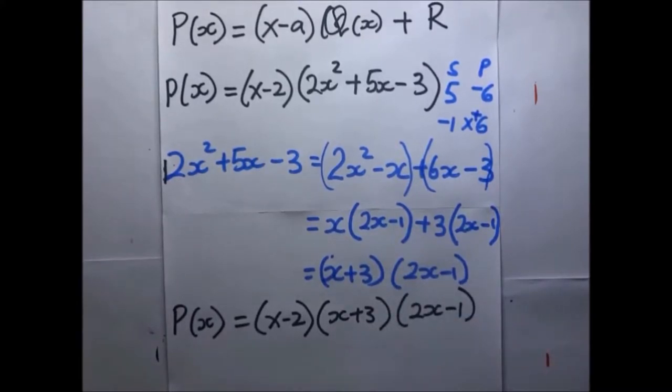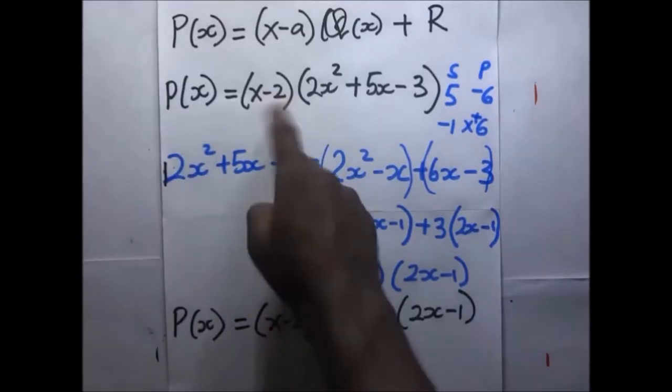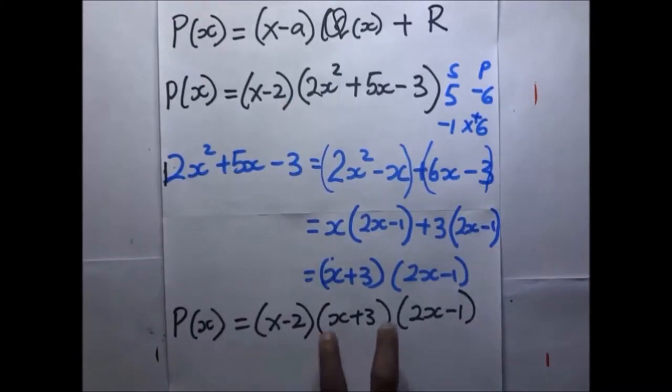Like that. So now our question was requiring us to find the other factors of this polynomial. One of those factors was already given to us, it was x minus 2. So it means the other factors are x plus 3 and 2x minus 1. And that's the answer.